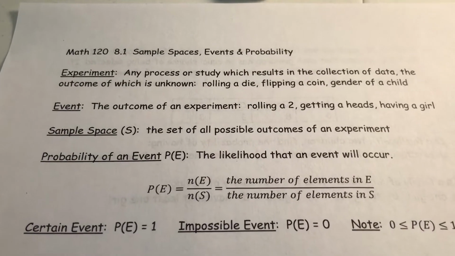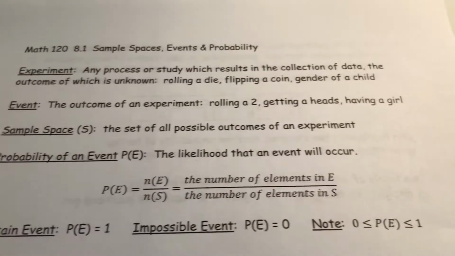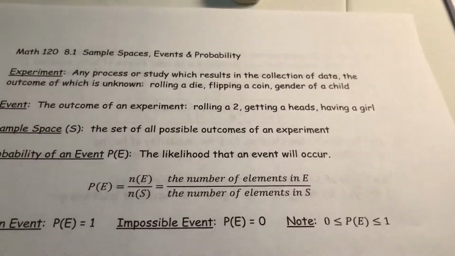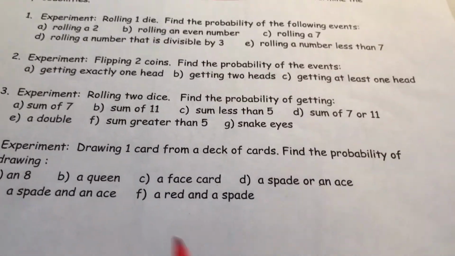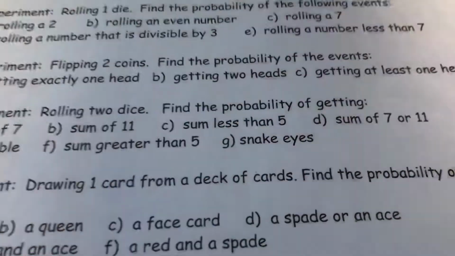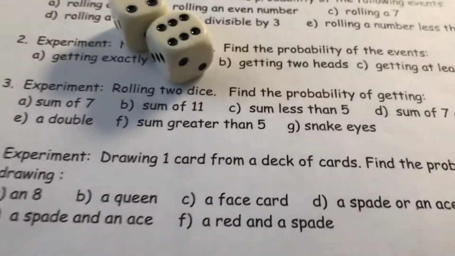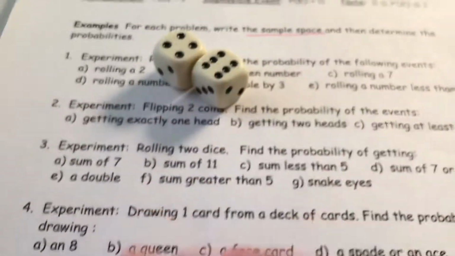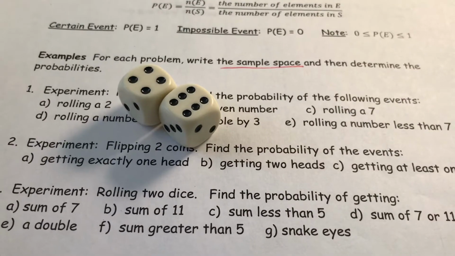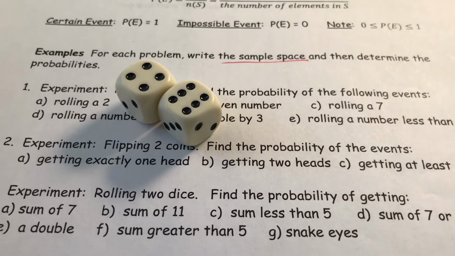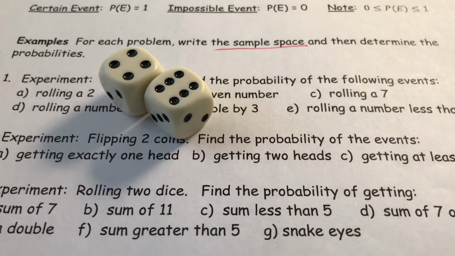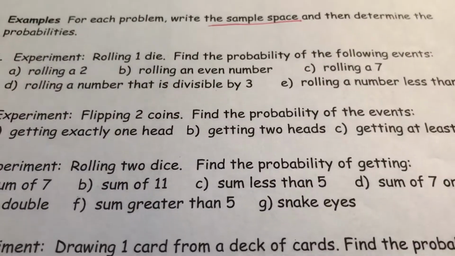Hello, Math 120 students. We're looking at sample spaces, events, and probability. We're getting ready to do number 3. The experiment is rolling 2 dice. So here I've got my 2 dice. And we are going to first make the sample space of 2 dice. It's a pretty big sample space. It's the biggest one we'll probably be looking at.